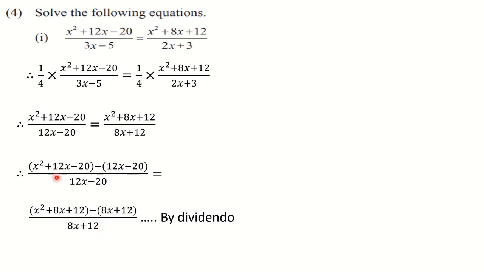Now see, plus 12x and minus 12x will get cancelled. This minus and this minus will become plus, so minus 20 and plus 20 will get cancelled. Similarly here, 8x and 8x will get cancelled, and plus 12 and minus 12 will get cancelled. And we will get the next step as x square. Only in the numerator we got x square because the rest of the terms are cancelled.